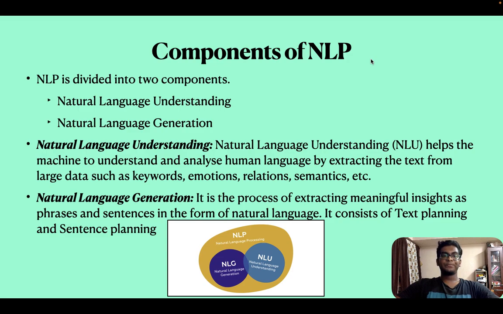Components of NLP. NLP is divided into two components: natural language understanding and natural language generation. So, first, natural language understanding. NLU helps the machine to understand and analyze human language by extracting from large text data things such as keywords, emotions, relations, semantics, etc. Natural language generation is the process of producing meaningful insights as phrases and sentences in the form of natural language. It consists of text planning and sentence planning.